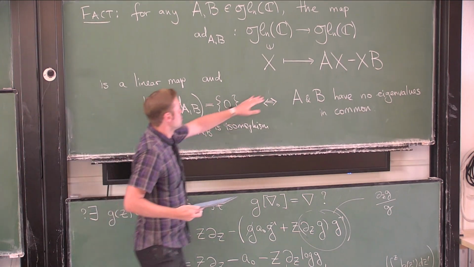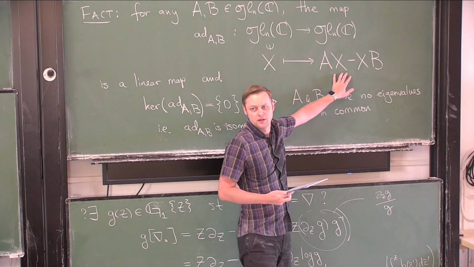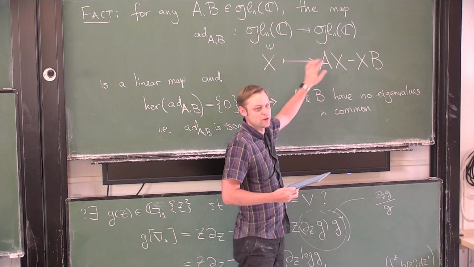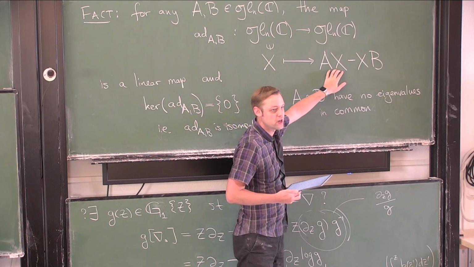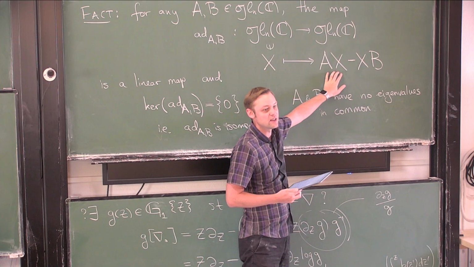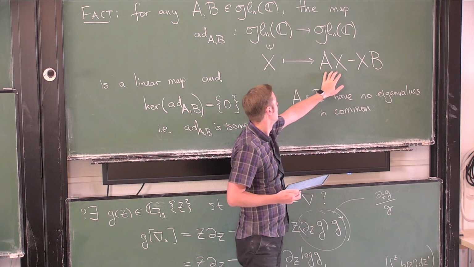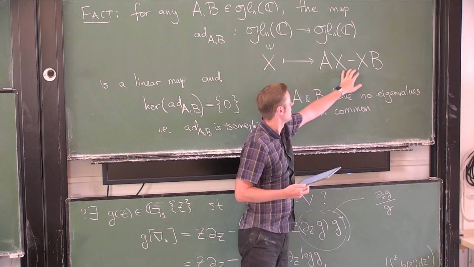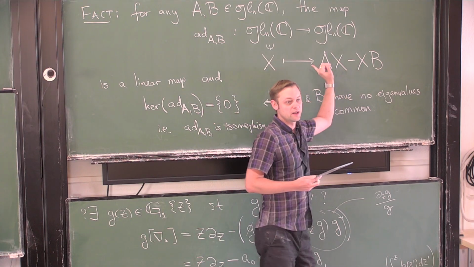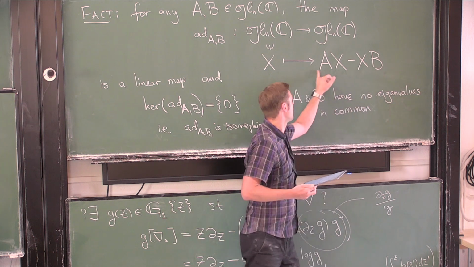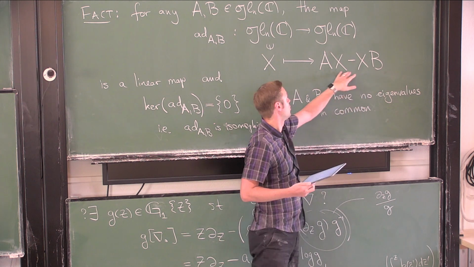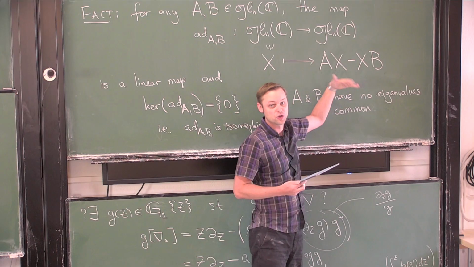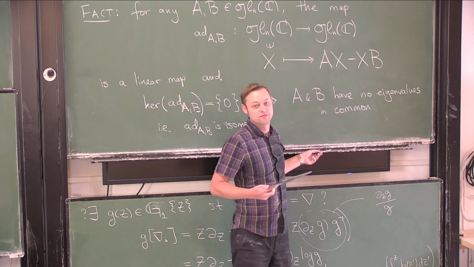The proof is very simple. You just show that this is a linear map, so I should be able to write down, whatever, a big matrix for it. And I should be able to compute the eigenvalues of this big matrix. It turns out that the eigenvalues of this big matrix are just the differences between the eigenvalues of A and B. And so if A and B have no eigenvalues in common, then all the eigenvalues of this big matrix are non-zero.